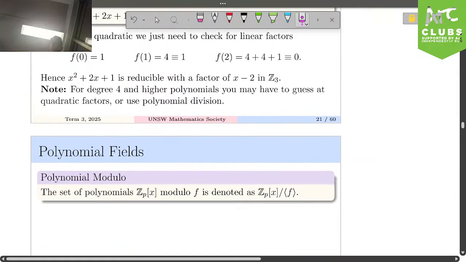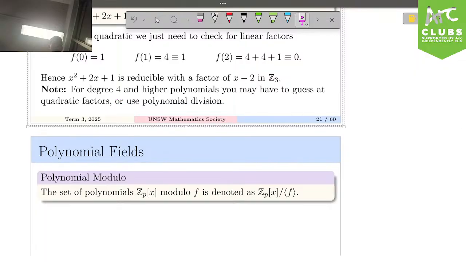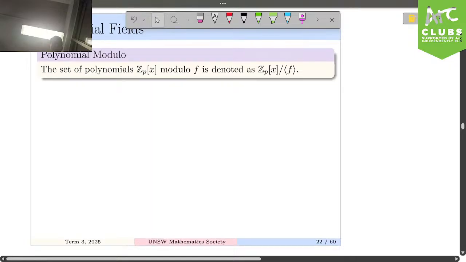Something to note is that if your polynomial is of degree 4, it can actually be split into 2 quadratic factors. So in that case, you can't test all the roots, because it can be broken apart but might not have any roots. In that case, you'd have to do some kind of polynomial division or guess at the polynomial. For Z2 and Z3, there are actually very few irreducible polynomials. There is a list of these on Wikipedia. I think there's like 3.